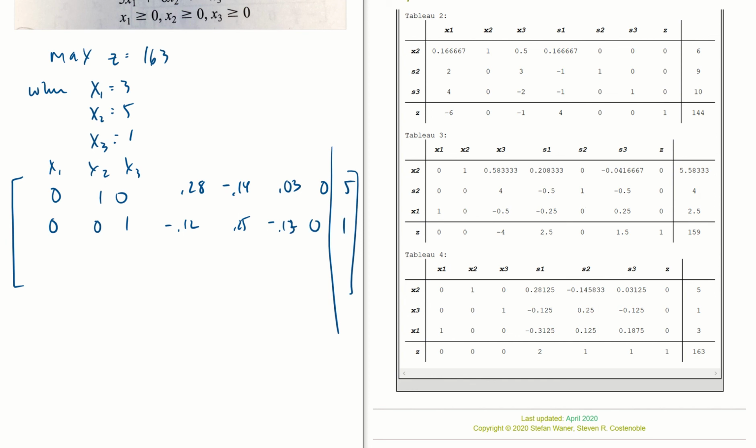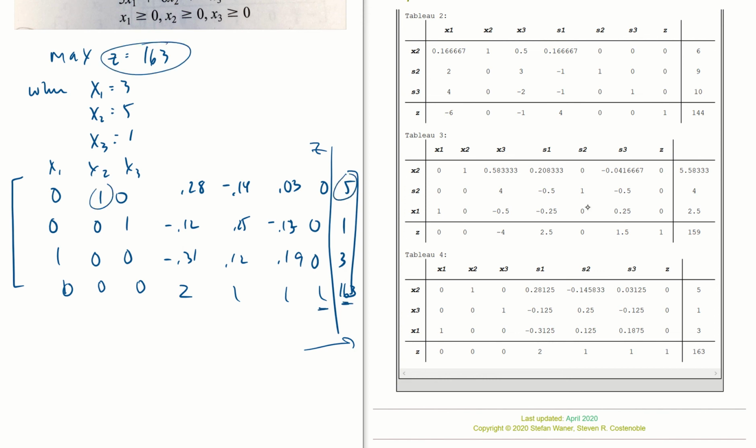3. And then 1, 0, 0. Just copy from over here. And then I have 0, 0, 0, 2, 1, 1, 1, 6, 3. Z is this one right here, so z is 163, that's where that comes from. X2 is 5. X3 is 1, and x1 is 3. That's how you read it off of there.